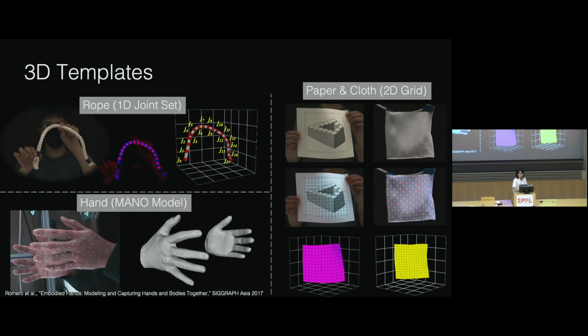So because our reconstruction is template-based, here I want to talk more about the 3D template we use. Our templates are predefined based on the type of objects, and in our work, we mainly deal with four types of objects: rope, paper, cloth, and hands. For rope, since it's a 1D object, we use a set of 1D joints as our template, and these joints are directly derived from the markers. For paper and cloth, we use 2D line grids as template, and the density of these grids is determined by the pattern that we use. For hand scenes, because they're more complicated in geometry, we use a data-driven model called MANO as template for deformation.